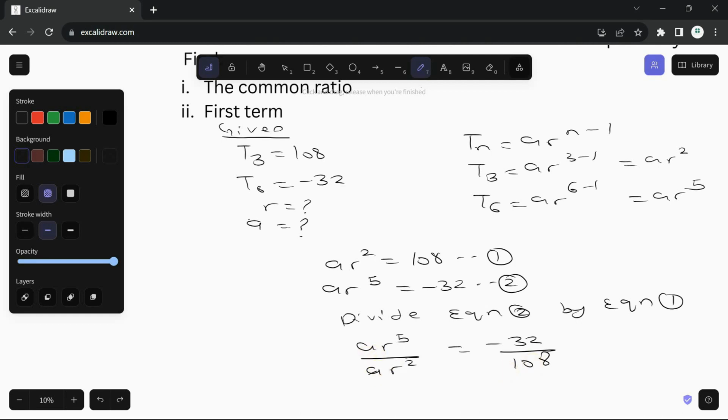If I divide this, a will cancel a. If I divide these, since it's the same base and it's division, that would be like saying r raised to the power of 5 minus 2, which is r raised to the power of 3. We know this from indices, right? So for these, minus 32 divided by 4, minus 32 divided by 108. Let's see if 4 can go. So 4 here 8, 4 in 10 is 2, carry over 2, so that will be 7, right?